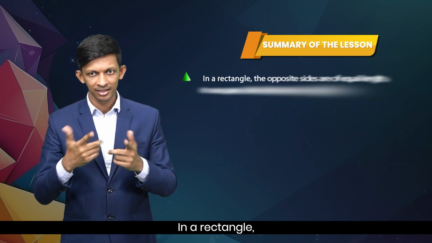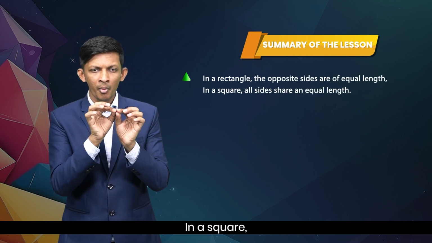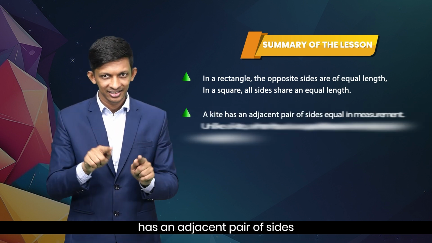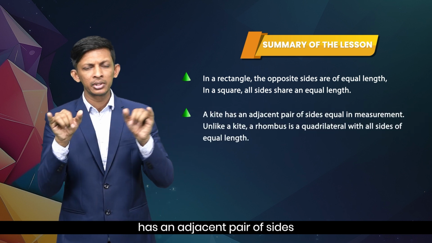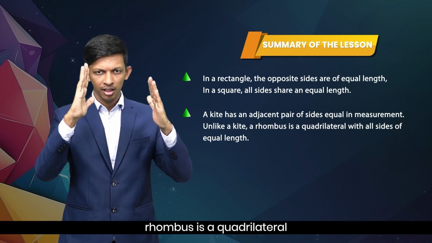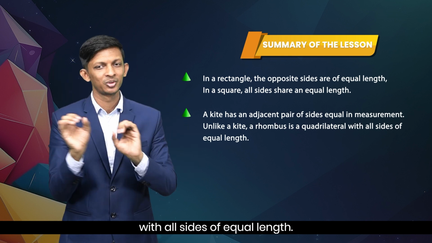In a rectangle, the opposite sides are of equal length. In a square, all sides share an equal length. A kite has an adjacent pair of sides equal in measurement. Unlike a kite, a rhombus is a quadrilateral with all sides of equal length.